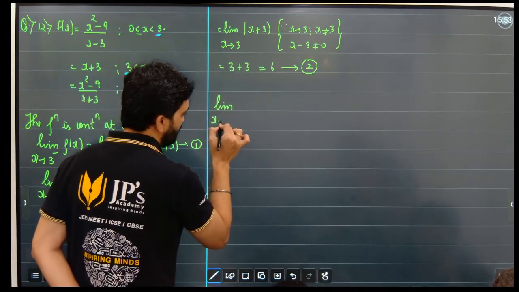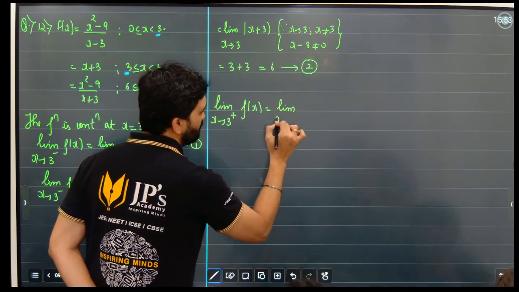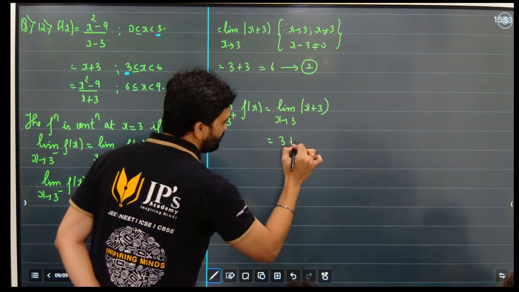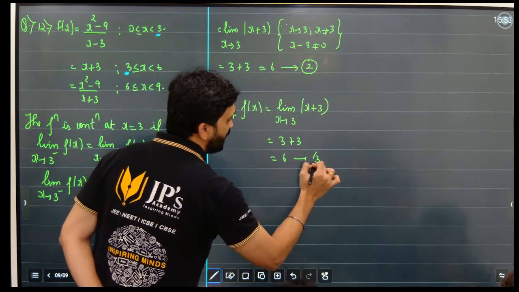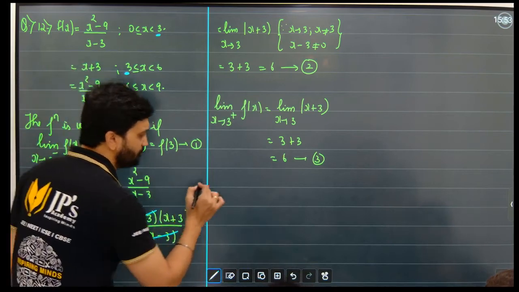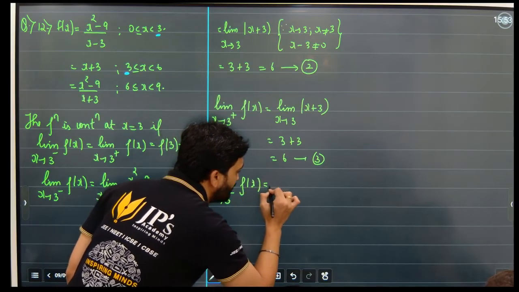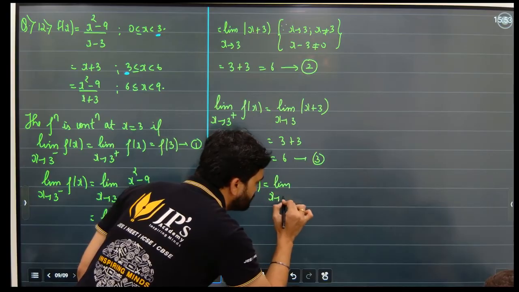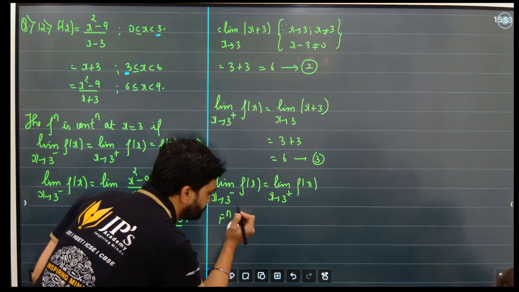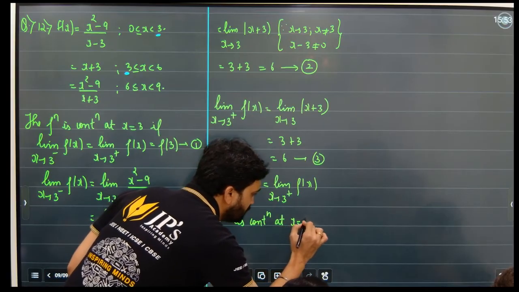Limit x tends to 3 plus f of x is equal to limit x tends to 3 x plus 3, which is 3 plus 3 is equal to 6. And I have realized that left hand limit and right hand limit are exactly the same for 3. Therefore, I will write limit x tends to 3 minus f of x is equal to limit x tends to 3 plus f of x. And therefore, the function is continuous at x is equal to 3.